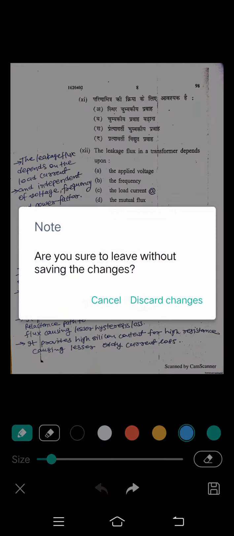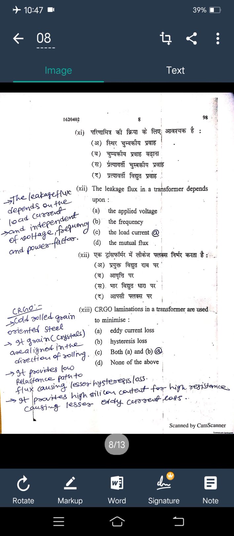For question number 13, CRGO laminations in a transformer are used to minimize both eddy current loss and hysteresis loss. Option number C is the right answer. CRGO means cold rolled grain oriented steel. Grain means crystals. Its grains are aligned in the direction of rolling. It provides a low reluctance path to flux, causing lesser hysteresis loss.